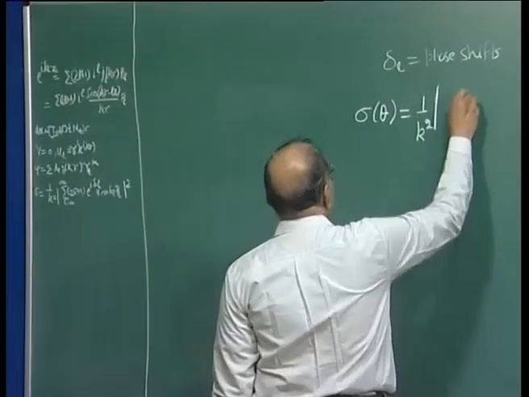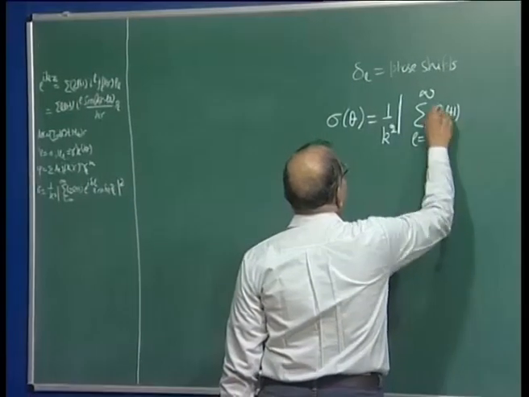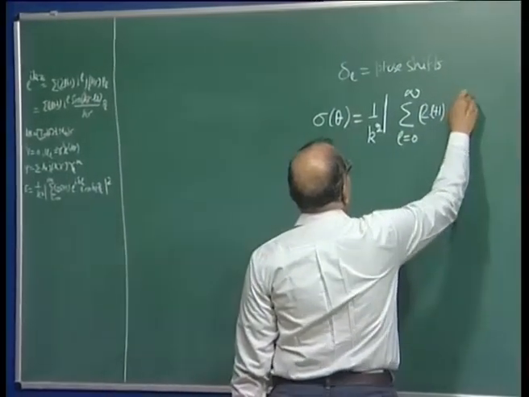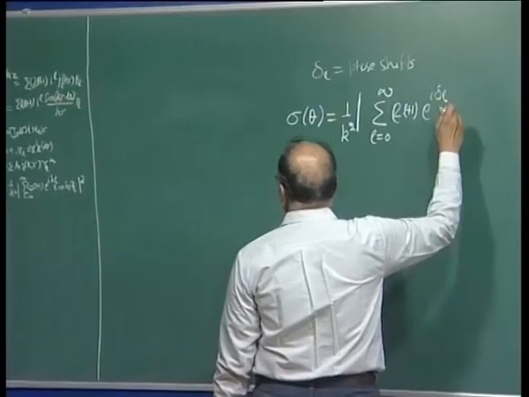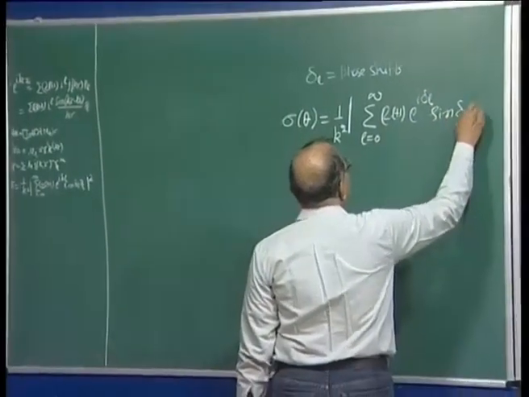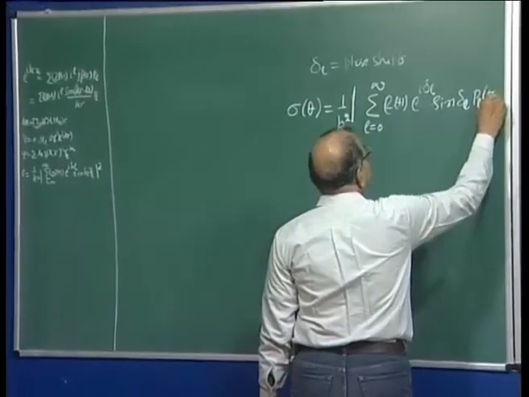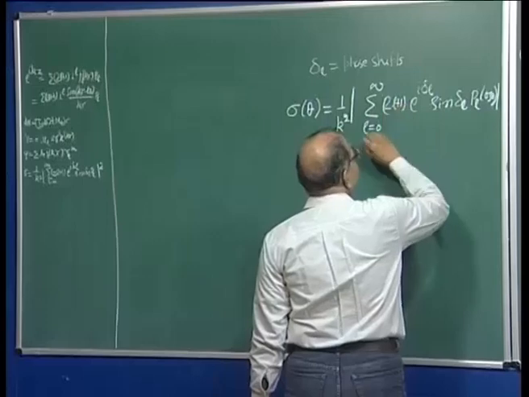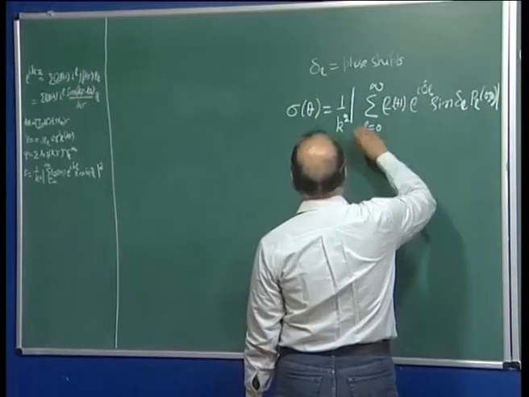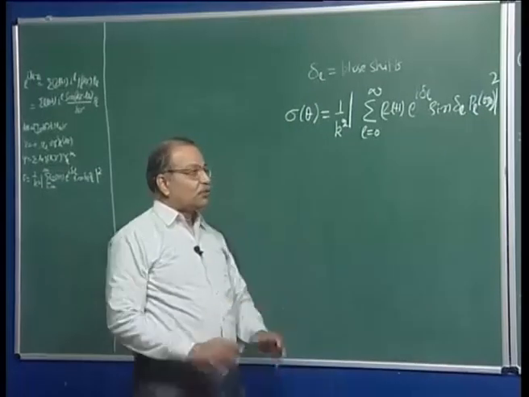Sum over L going from 0 to infinity, (2L+1) e^{iδ_L} sin δ_L P_L(cos θ), and then square, right? This whole thing is squared. So now, what is the next task?